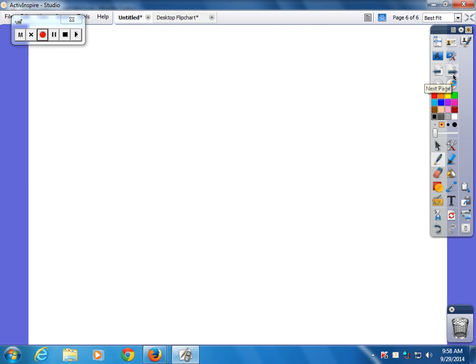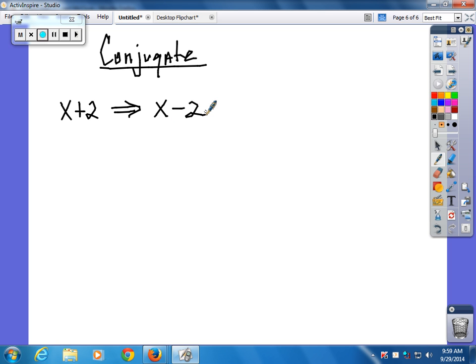Now, the conjugate. Somebody tell me what the conjugate means. Conjugate. What does conjugate mean? The opposite operation. All right. The conjugate of x plus 2 is what? X minus 2. The conjugate of a minus b is what? A plus b.